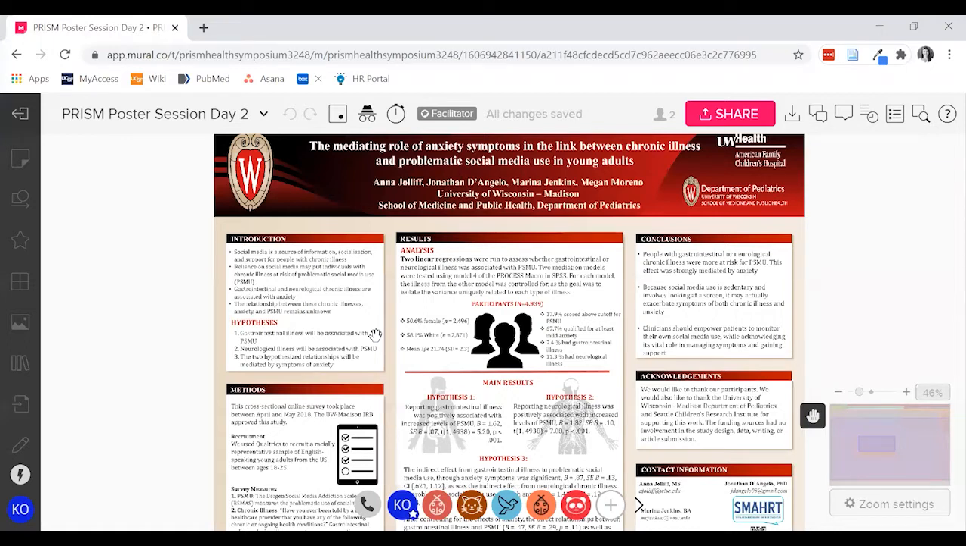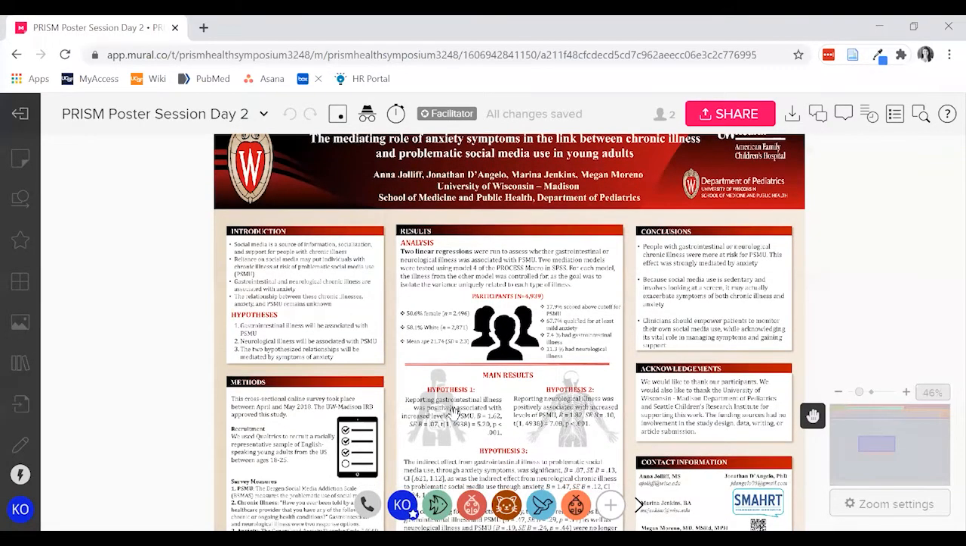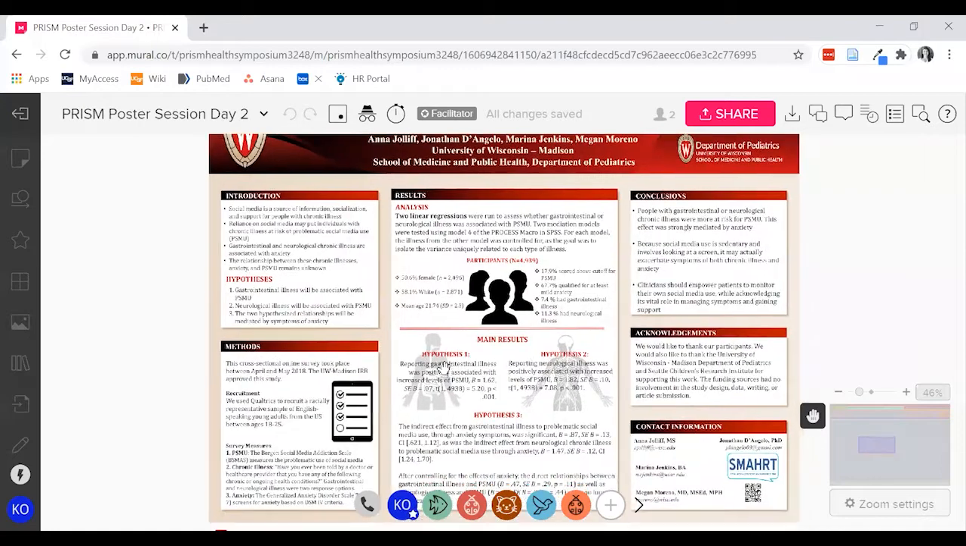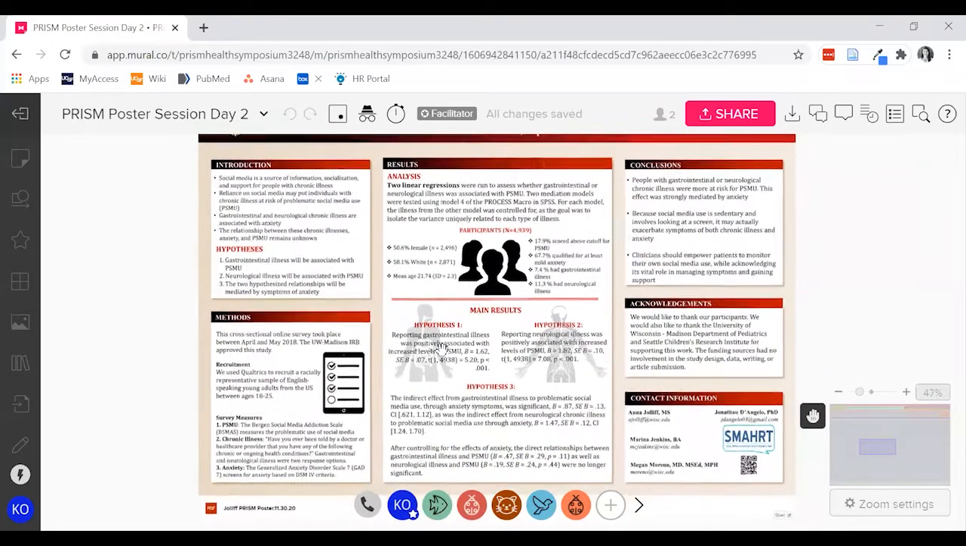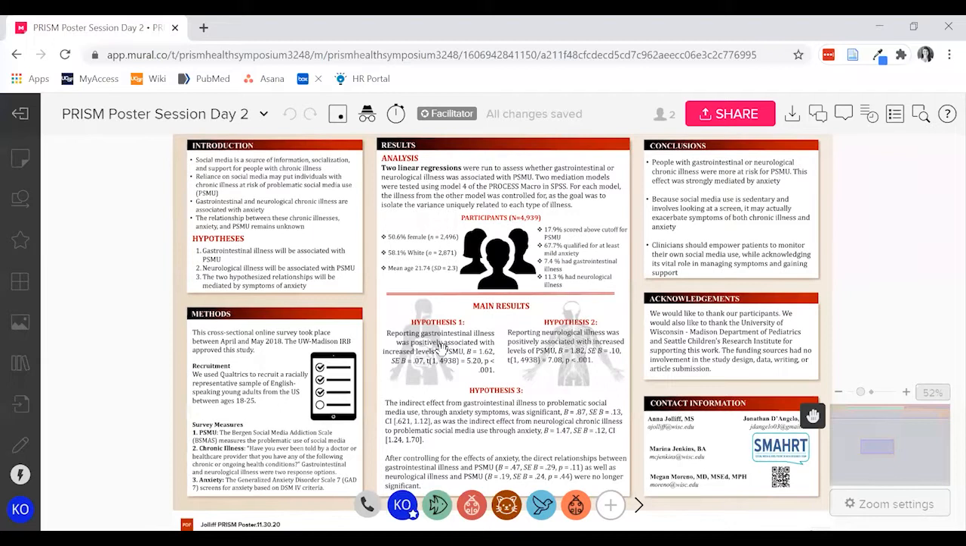Hey, I'm Anna Jolliffe. I am a research specialist at the University of Wisconsin-Madison in the lab of Dr. Megan Moreno. So as Dr. Malik mentioned right before me, social media can offer a lot to people with chronic illness as far as illness management and support. The purpose of this study was to understand whether people with chronic illness, specifically gastrointestinal and neurological illness, were more at risk of developing problematic social media use.